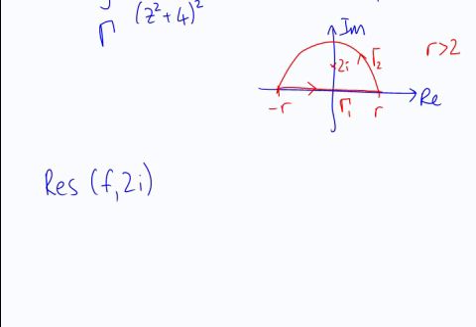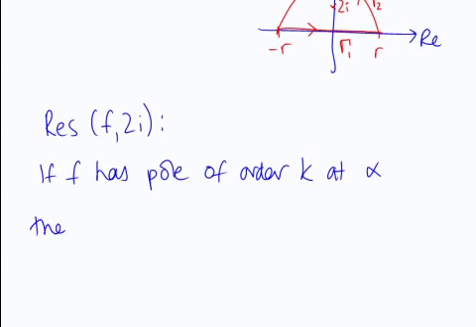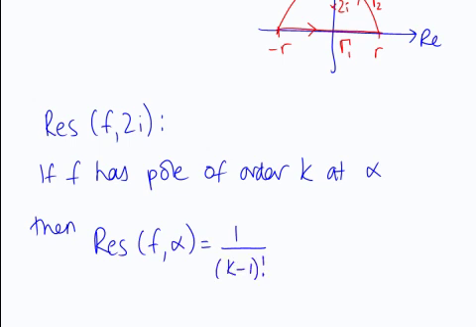And in order to do that, what you have to remember is that the pole is of order 2 at this point, and we have a general result that if f has a pole of order k at a point alpha, then the residue of f at that point alpha is given by this result here. I'm not going to prove it, but you can look it up, I'm sure, and find it.